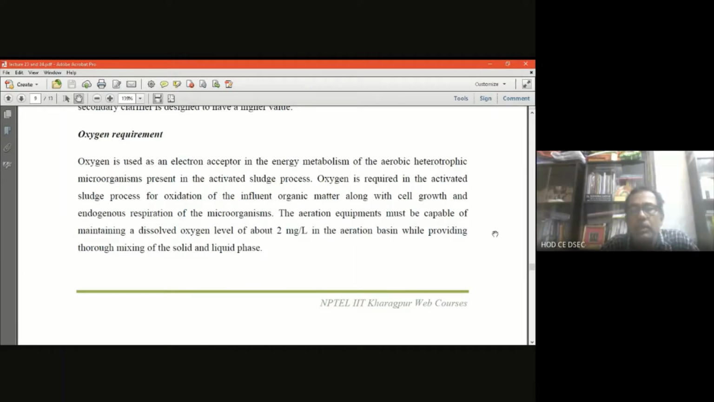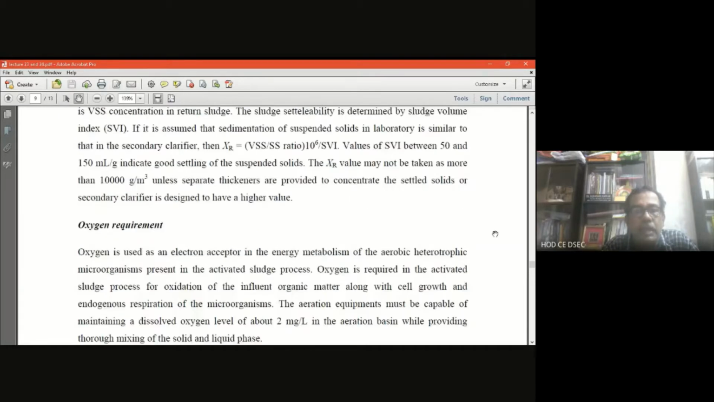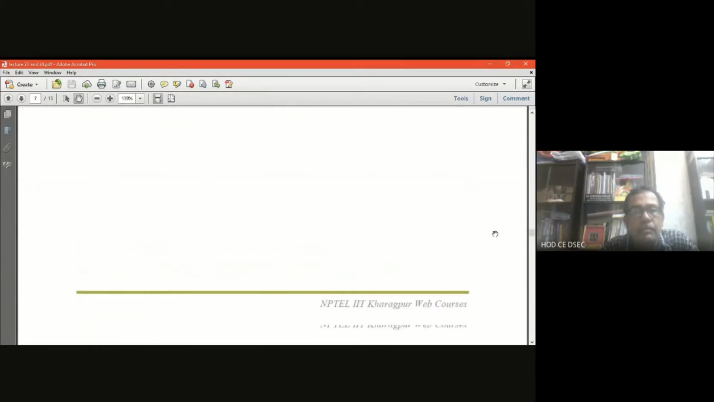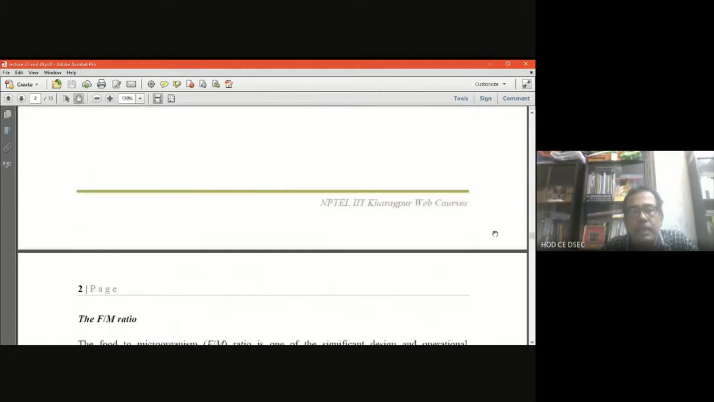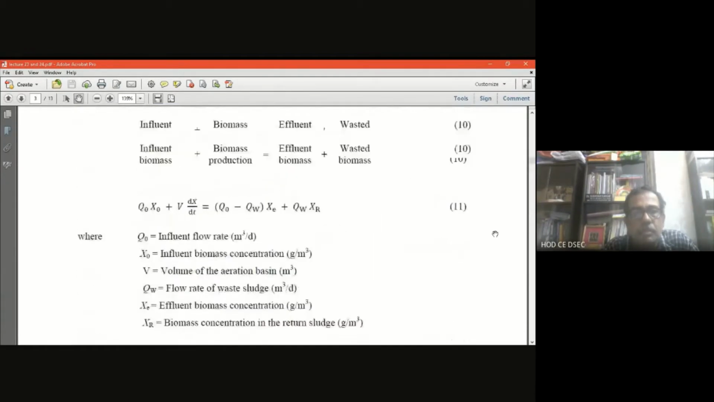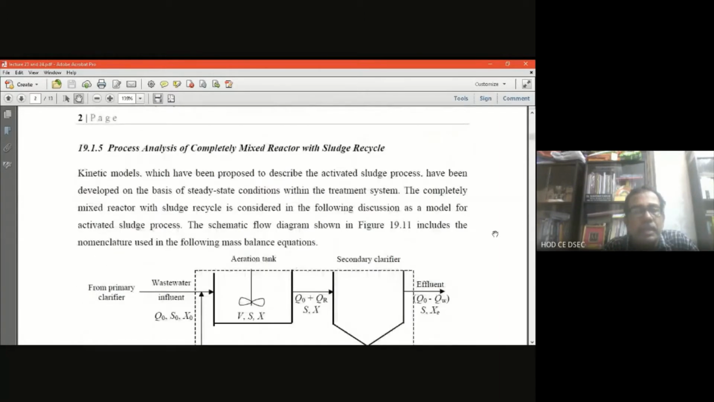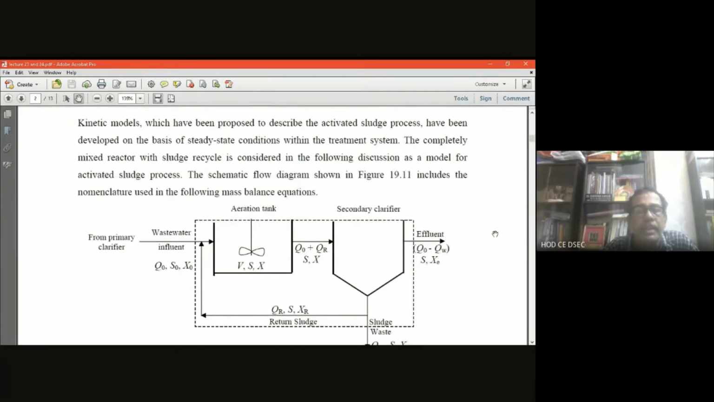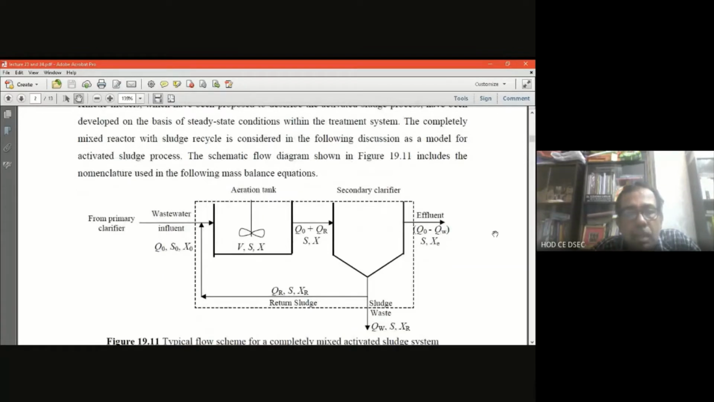Now, first I will describe the schematic diagram of the completely mixed reactor system. So what is a completely mixed reactor? If you see the schematic diagram, it is shown as the aeration tank, and when I am talking about completely mixed, that means there is an impeller, shown in the figure. Now V is the volume of the reactor, S is the substrate concentration, and X is the biomass concentration.